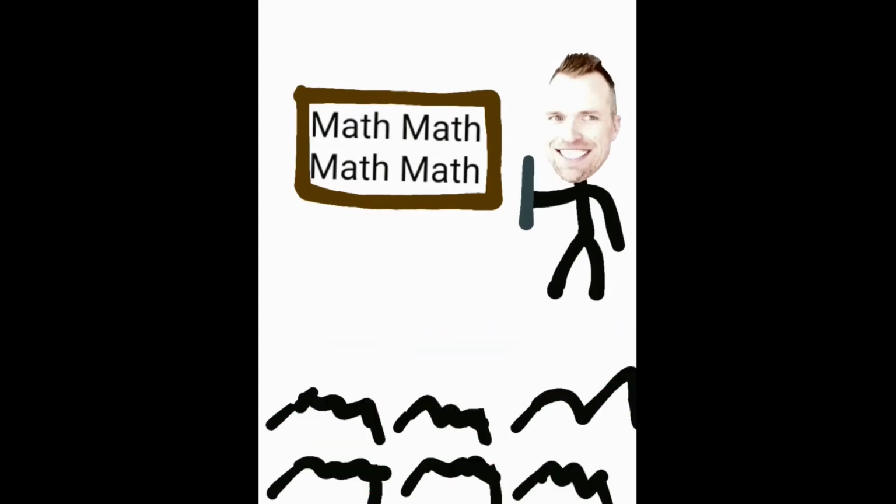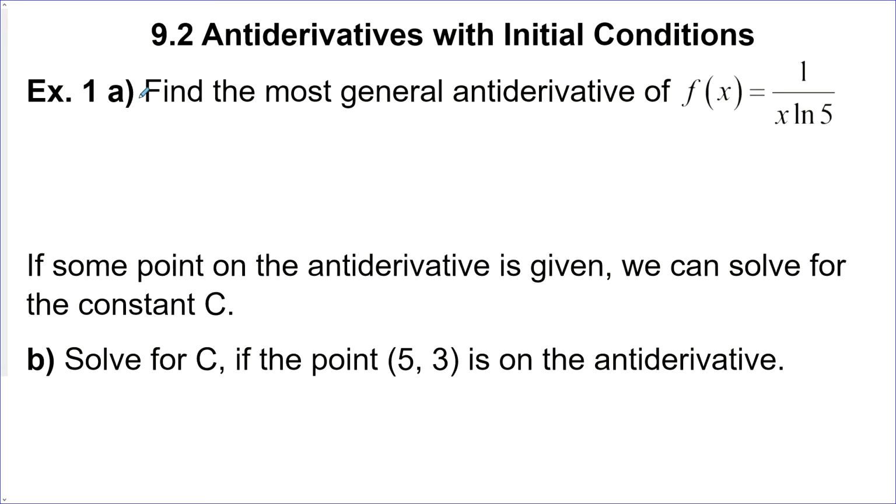Oh man, again? 9.2 Antiderivatives with initial conditions. Let's review by finding the most general antiderivative of this function here. So we'll call it capital F of x. Now we could consider the natural log of 5 just a constant and ignore it, so that would be in the denominator. And how did we get 1 over x? Well, that would have been the natural log of x. And then we needed plus c for the most general antiderivative.